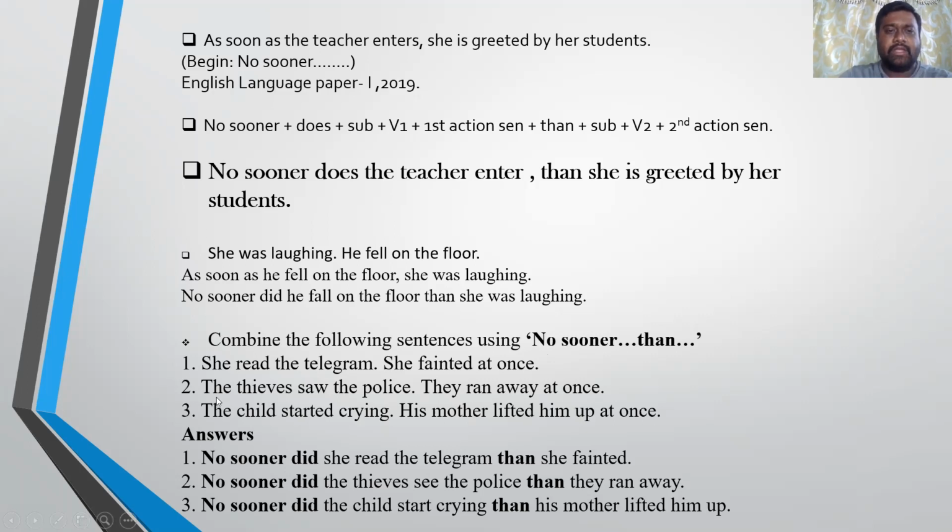Next question. The thieves saw the police. They ran away at once. No sooner did the thieves see the police than they ran away. Now, the third one. The child started crying. His mother lifted him up at once. No sooner did the child start crying than his mother lifted him up. So this is how you have to understand.